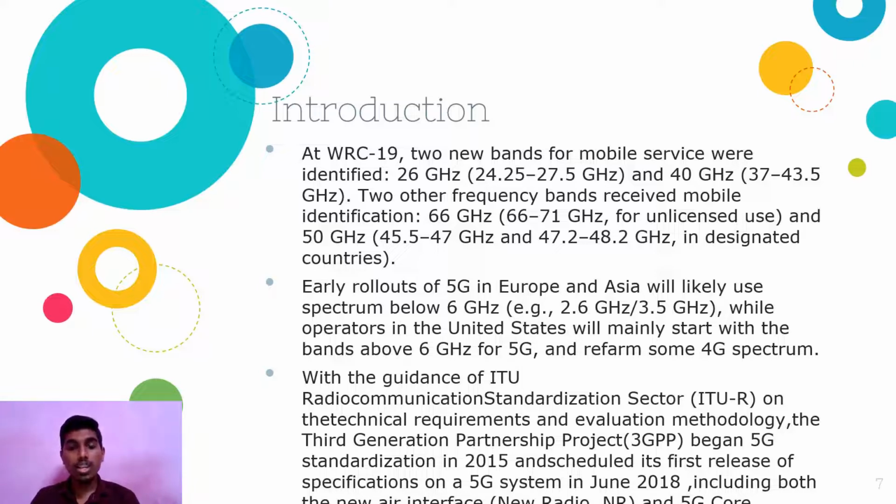With the guidance of ITU on technical requirements and evaluation methodology, the Third Generation Partnership Project began 5G standardization in 2015 and scheduled its first release of specifications on a 5G system in June 2018, including both the air interface and 5G core.